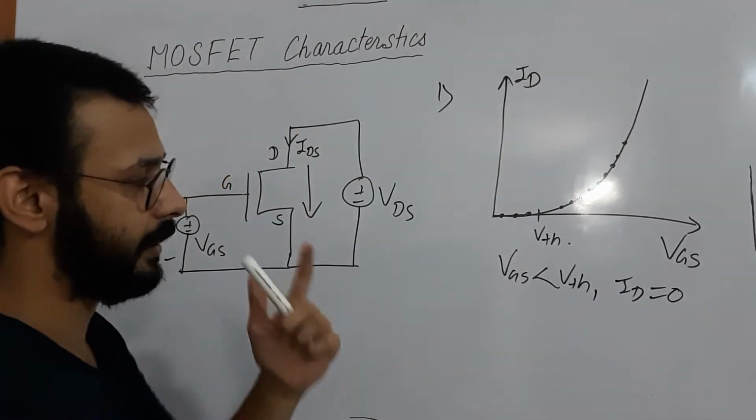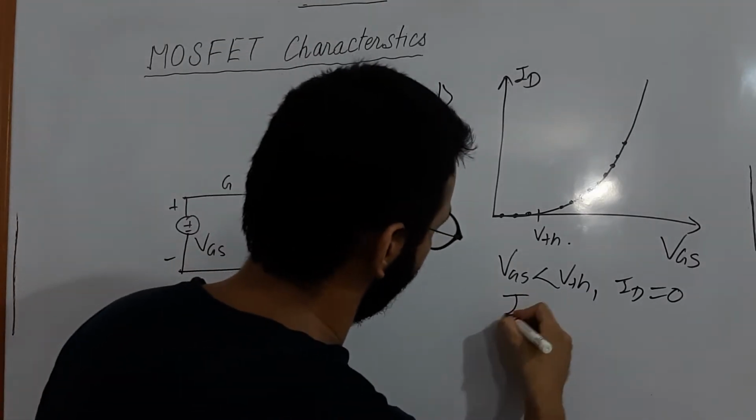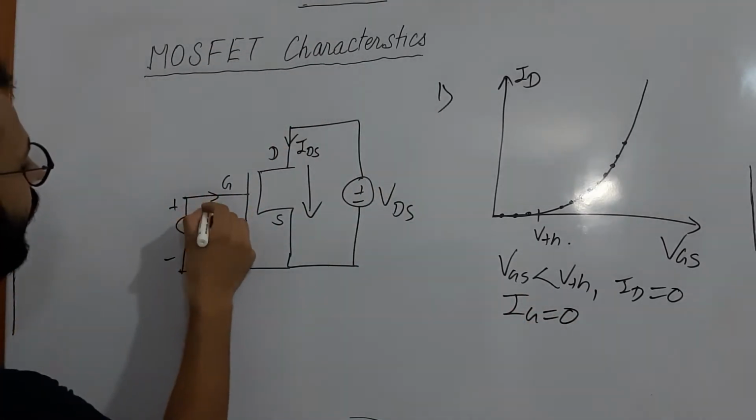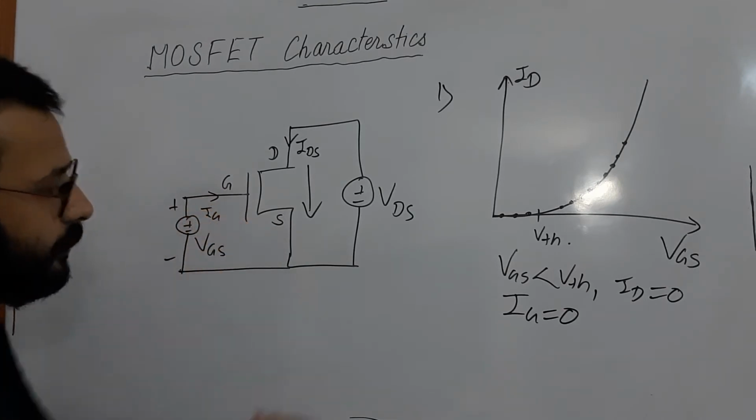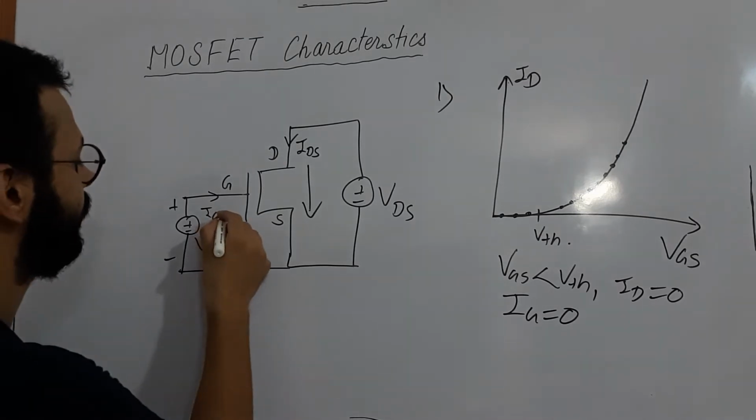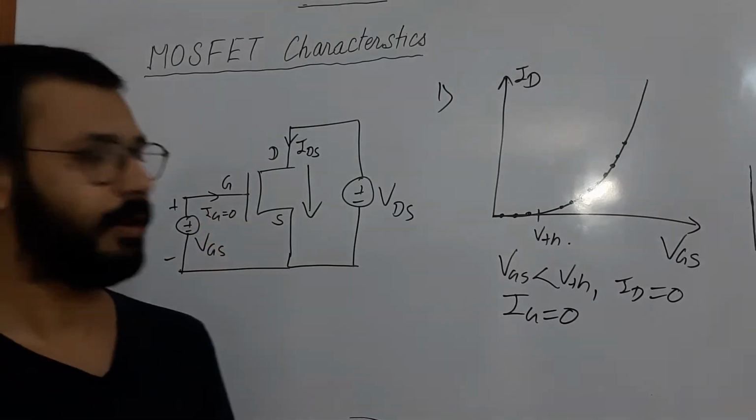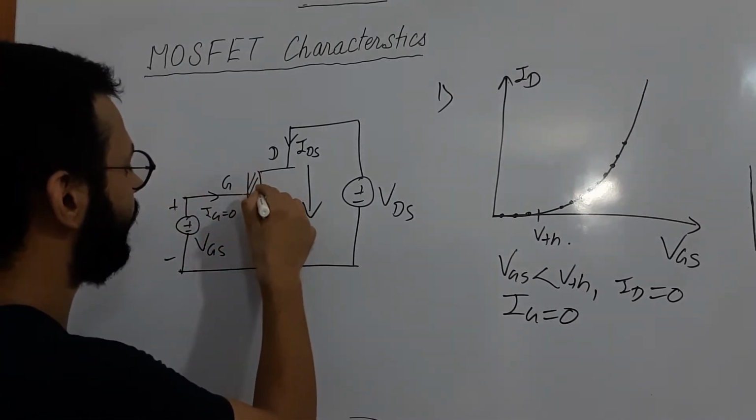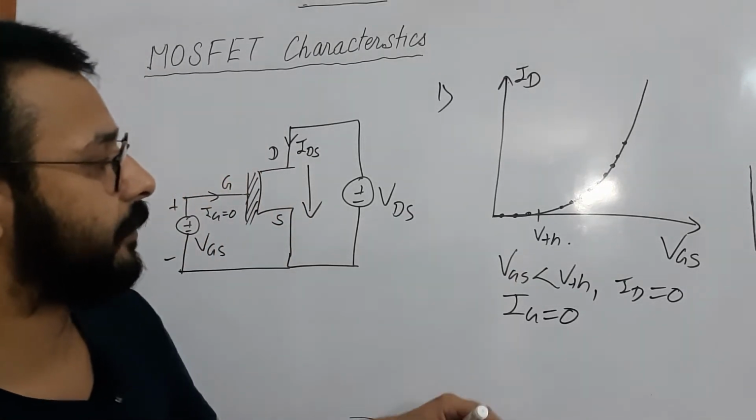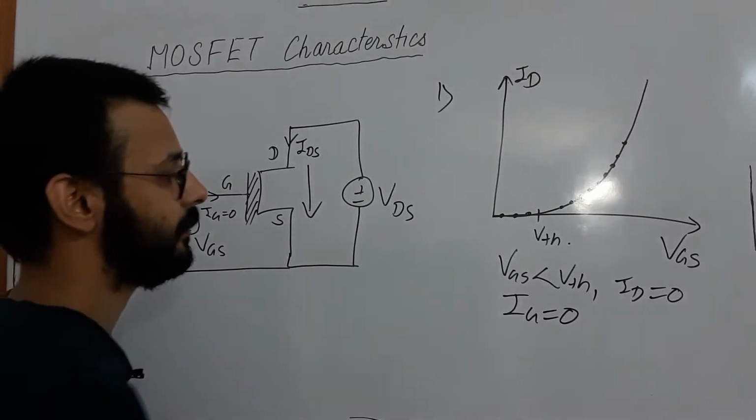Let's move on. One more thing, the gate current. This value should be 0 in all the cases. And why? Because this is the open circuit. The same thing we already discussed in the last lecture.